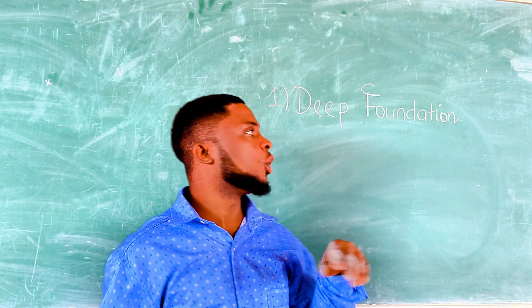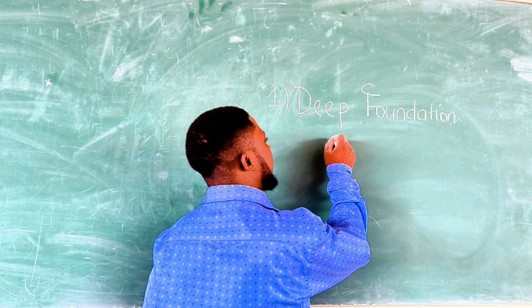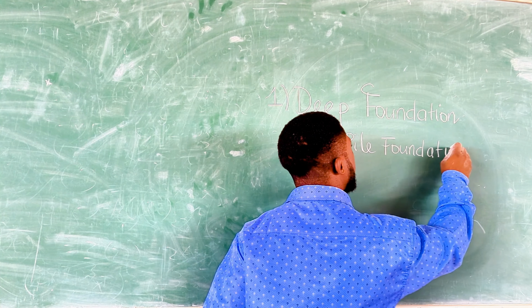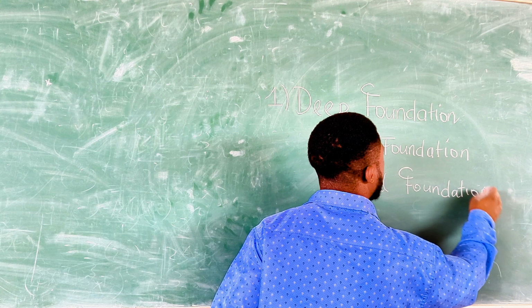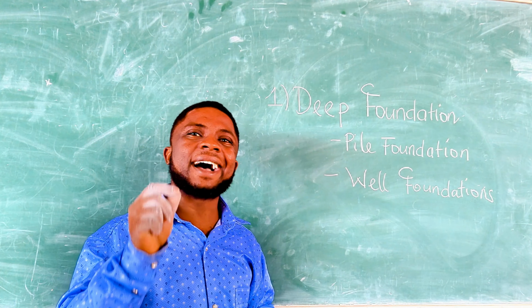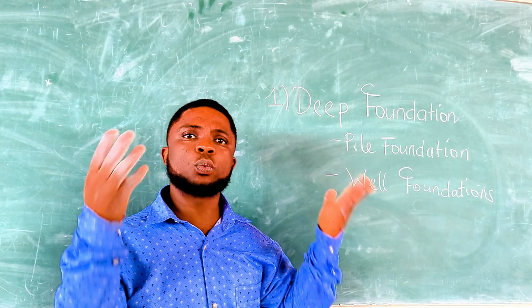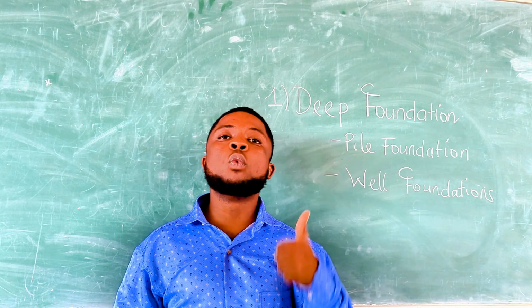Foundation type number 2, we have the deep foundations, and basically there are two types of deep foundations. We have 1, the pile foundation. We have the well foundation. For the pile foundations, they are slender and long. They are driven deep down into the soil, and they are used when the soil is weak. So primarily, they are used for high-rise buildings, towers, bridges, and when the soil is weak.